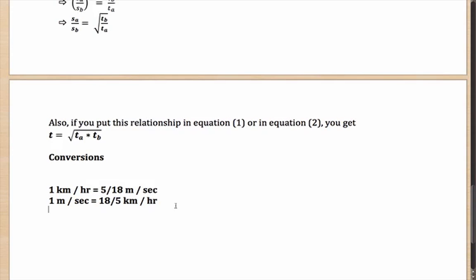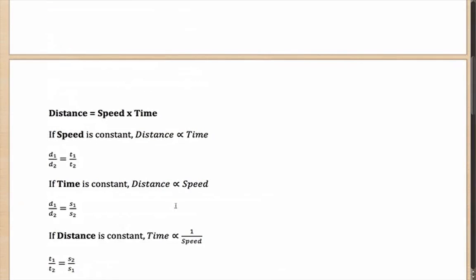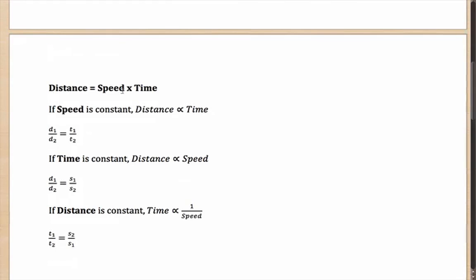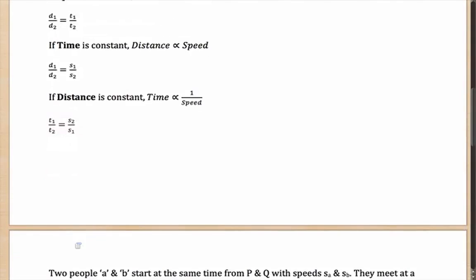With this, I would like to wrap up this session. A brief summary once again. Distance is speed into time. If speed is constant, d1 by d2 is t1 by t2. If time is constant, d1 by d2 is s1 by s2. If distance is constant, then t1 by t2 is s2 by s1. In this case, it is reverse because it is inversely proportional.